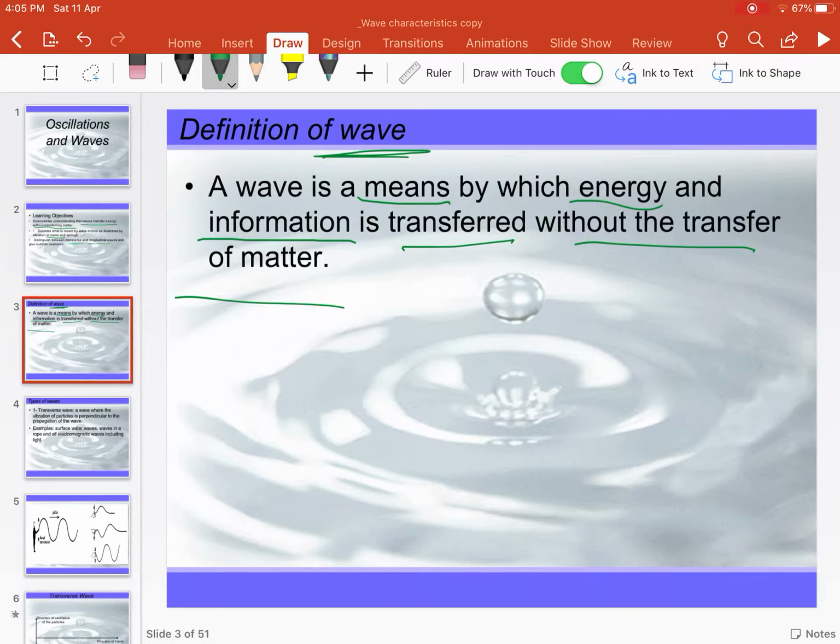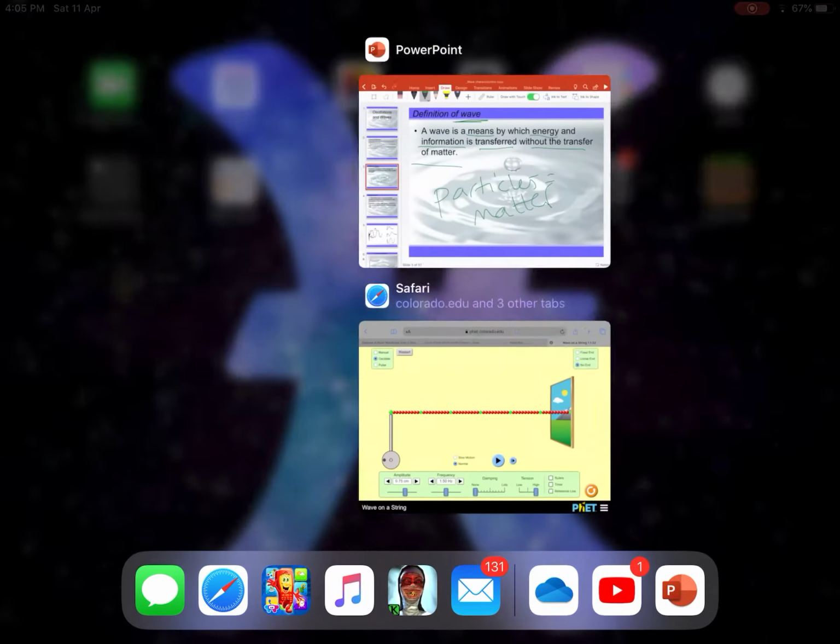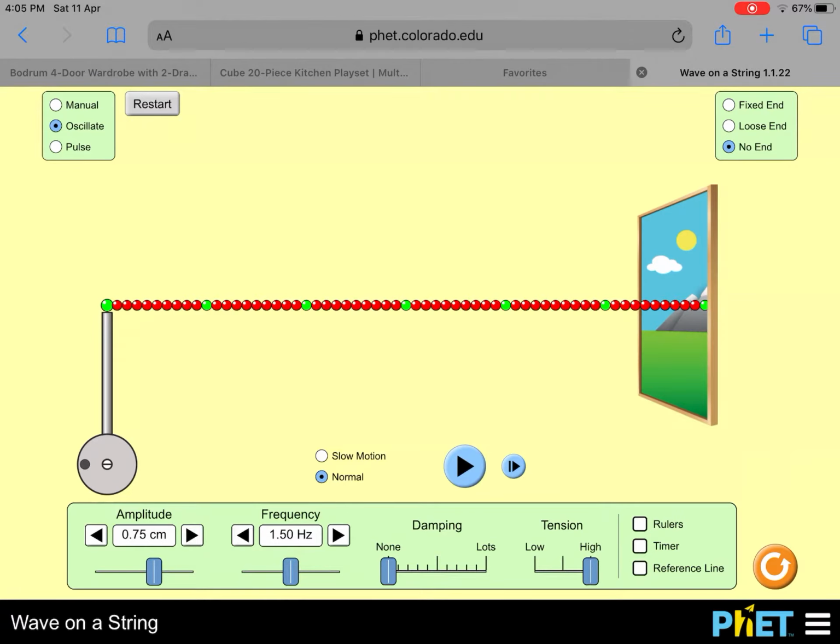Meaning, matter here are the particles. Particles are the matter. They don't transfer. I'll show you what I mean. Here is a simulation that I find really helpful. Now, if I play it, this thing is called an oscillator on the left side. I'm going to let that oscillator oscillate. Here's a rope and it's red and there are green particles there. The red and green particles are the matter we're talking about.